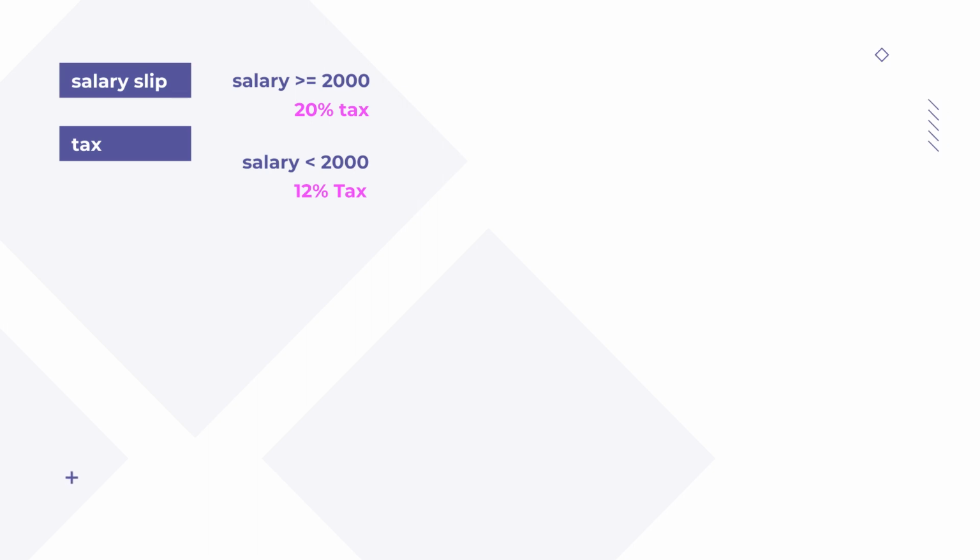Okay, so we need to make a program. What that program will do is ask the name of the employee and the salary of the employee. It will check the salary. If the salary is greater than or equal to 2000, then the program will calculate 20% tax and deduct 20% tax from his salary. But if the salary is less than 2000, then in that case, it should calculate and deduct 12% tax of the salary. So let's draw the flowchart first.